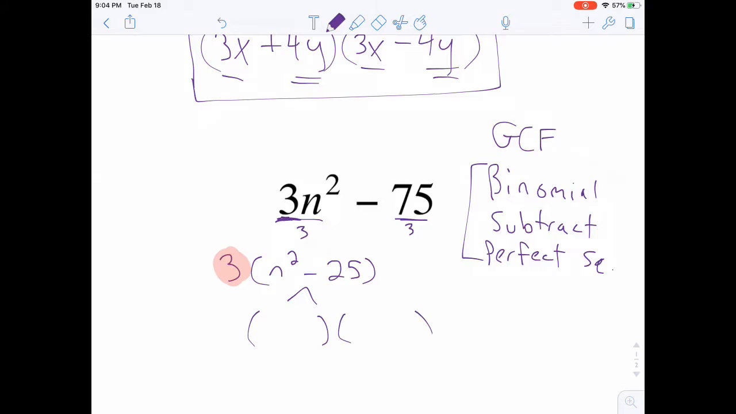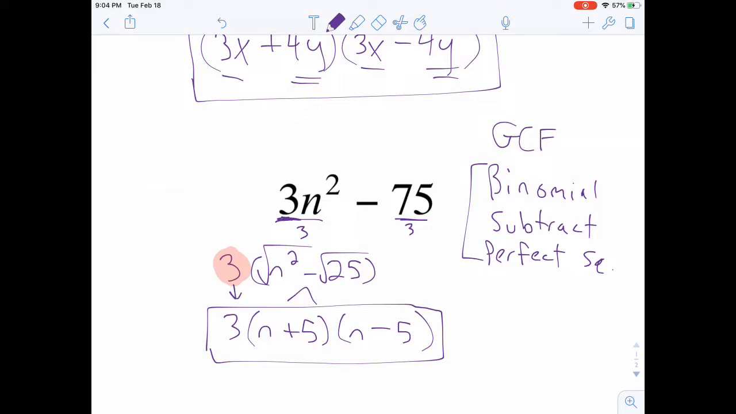Two sets of parentheses. The square root of n squared is n. The square root of 25 is 5. I do have to take one plus, one minus. And what I do here is I bring down this 3, giving my final answer 3 parentheses n plus 5, n minus 5. Difference of perfect squares is not a very difficult topic here.